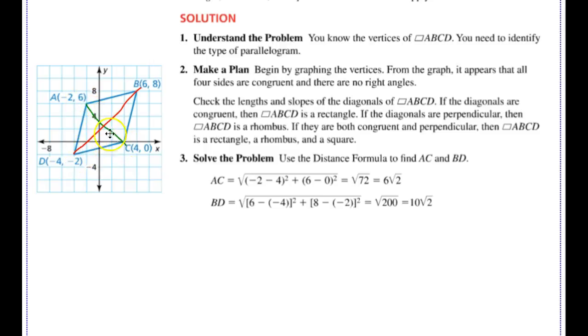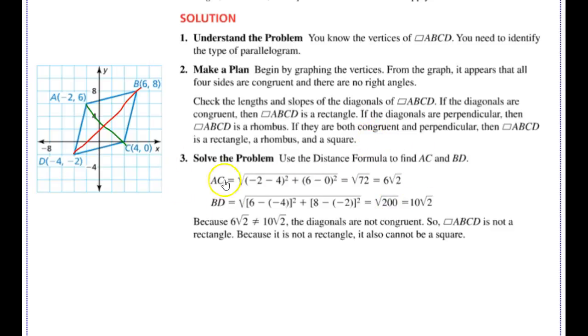So the distance from A to C, I use my distance formula, which would end up being 6 times the square root of 2. To find the length from B to D, again, I use my distance formula, which ends up being 10 times the square root of 2. So you'll even see here, before we simplify, I have the square root of 72 and the square root of 200. So I know for sure that they're not congruent because they're not the same length. So I know that it is not a rectangle.